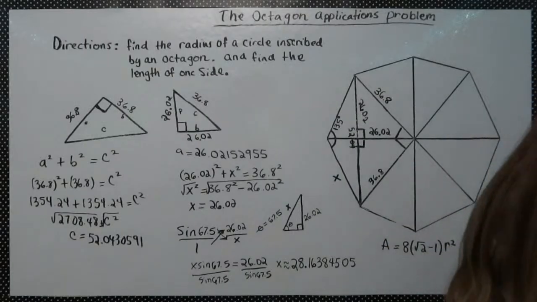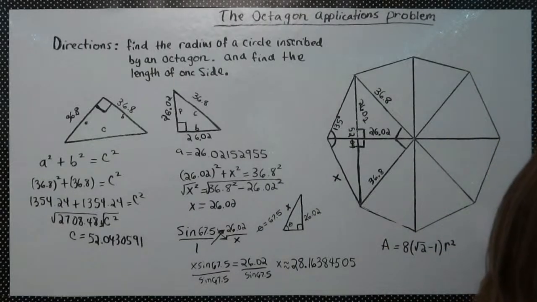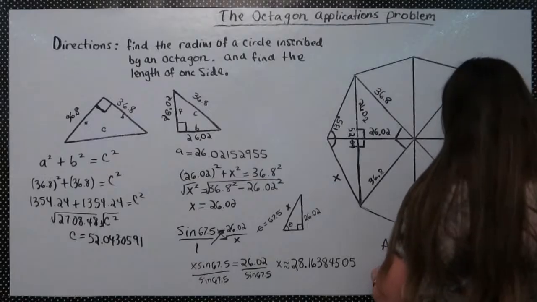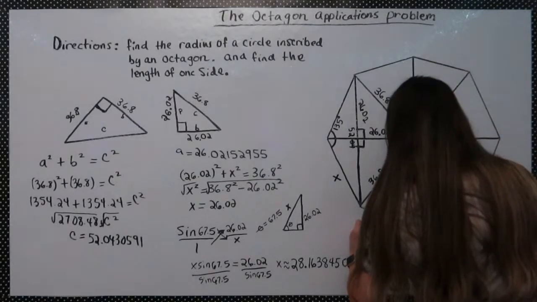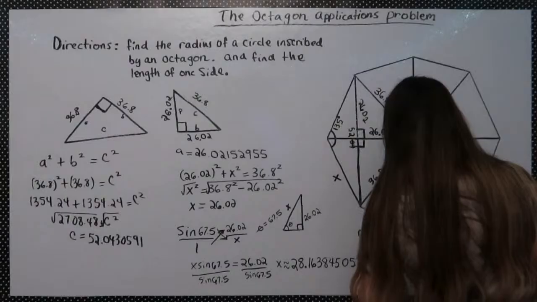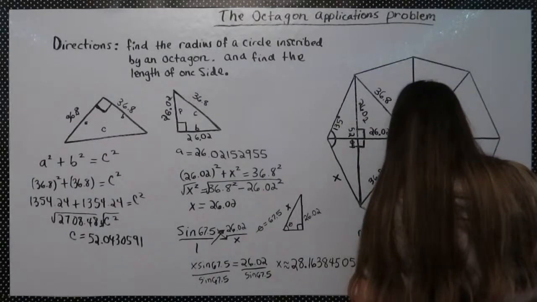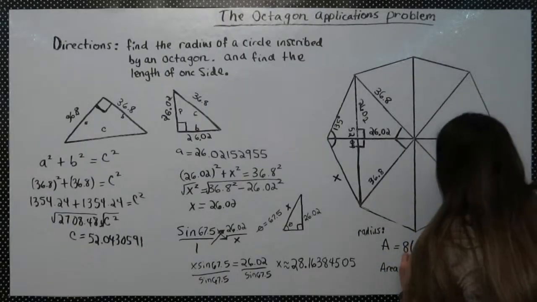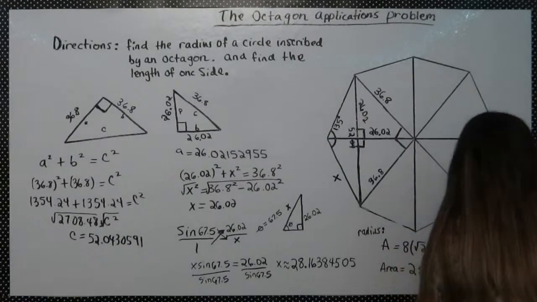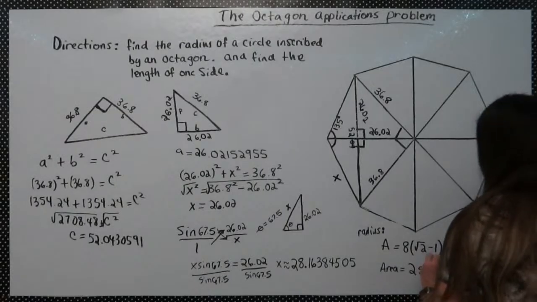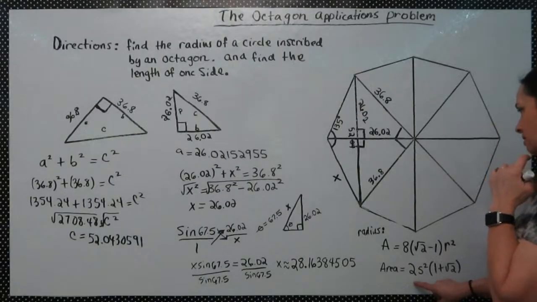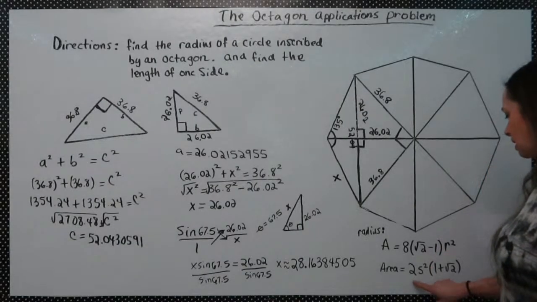So you have to calculate the area of the, hang on, this is for the inscribed radius. Hang on, I have to calculate the area. The area is actually 2s squared times 1 plus radical 2. But since we found the side length, we can actually calculate the area.